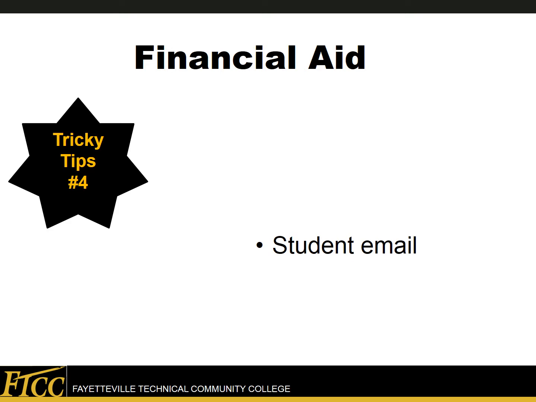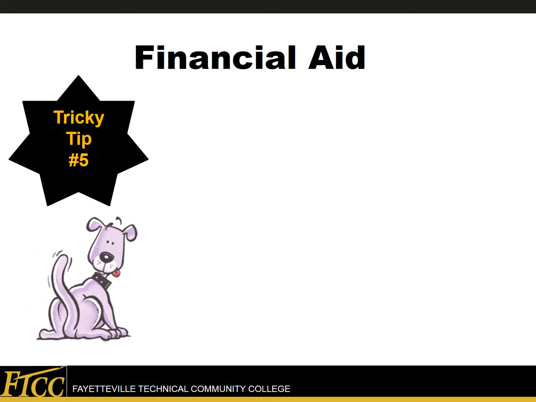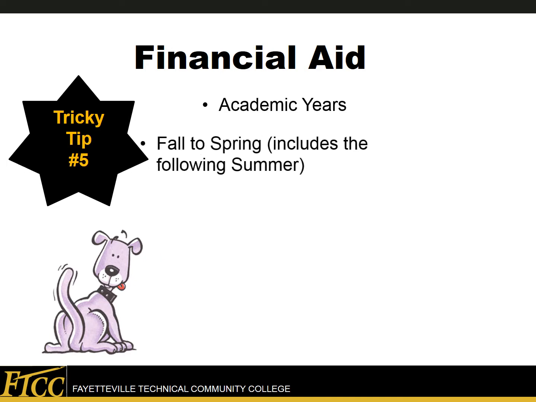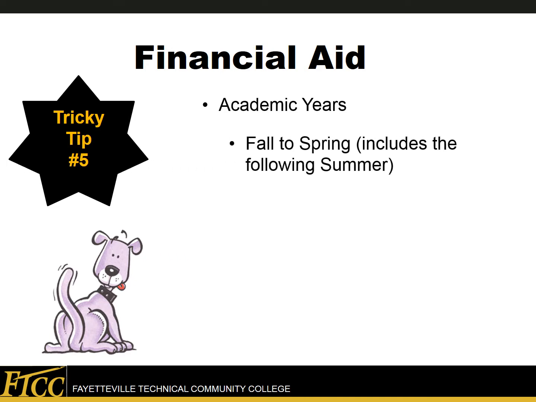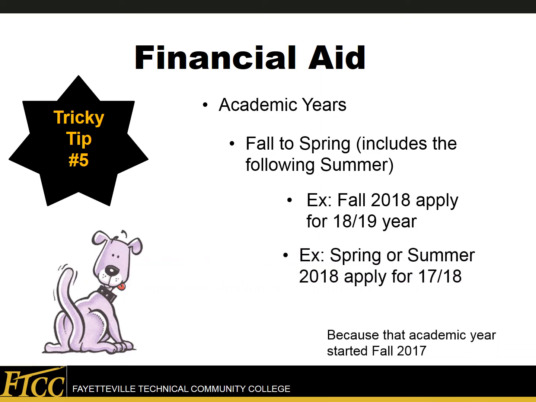Financial aid years start in the fall. Always use the fall year to apply for aid, even if you are attending in the spring or summer after. Financial aid years are like dog years. They're different. Financial aid years are academic years and they always start in the fall. Use the previous fall to apply for aid, even if you are attending the spring or summer after that fall start. For example, for fall of 2018, you apply for the 18-19 year. For spring or summer of 2018, you're going to go back to the previous fall and apply for the 17-18 school year.